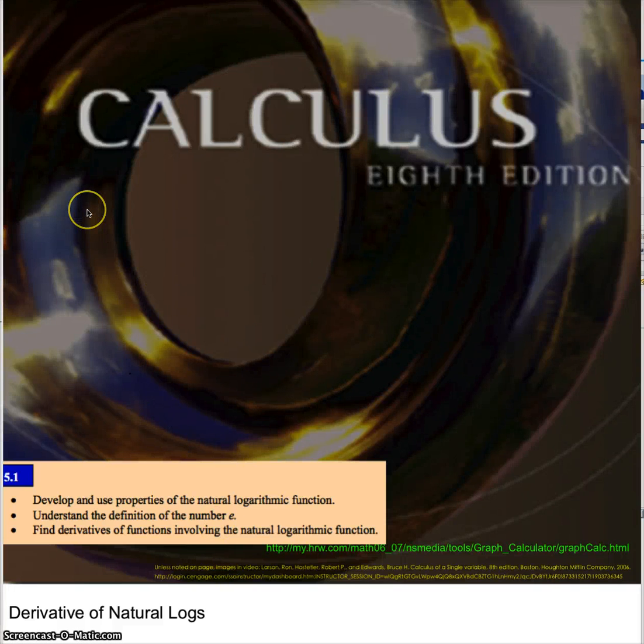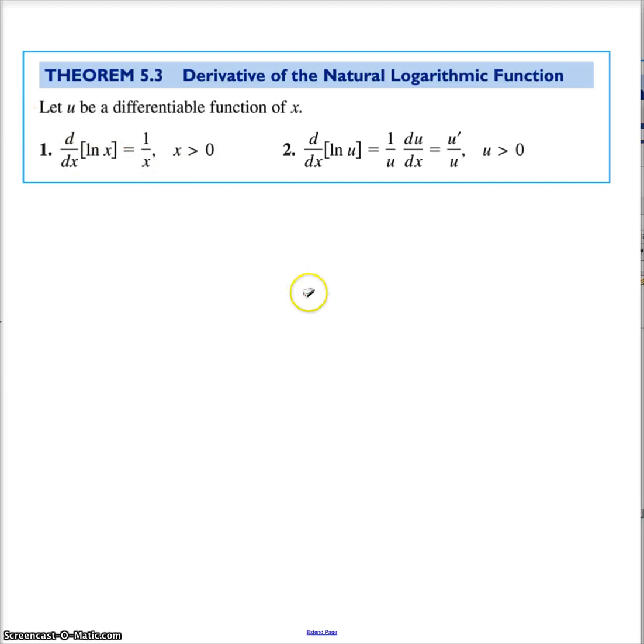Now let's learn how to do derivatives of natural logs. Remember, integration and derivatives are inverse functions. So when we did the integral of 1 over x dx is the natural log of x, it's quite natural that the derivative with respect to x of log of x is 1 over x. And we, of course, have to have x equal positive.